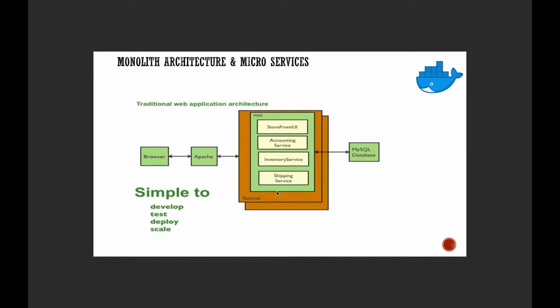So again, the application server, which is Tomcat here, may have various other services built in within a single executable war file, which is like here we have storefront UI, accounting services, inventory, shipping, etc., which may again be connecting to an external MySQL database. So this is the traditional web application architecture, which was very simple to develop, test, deploy, and scale.